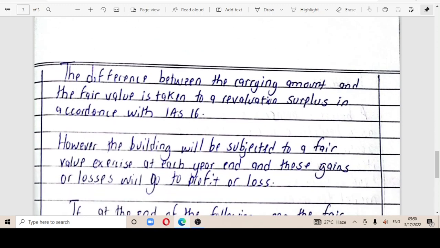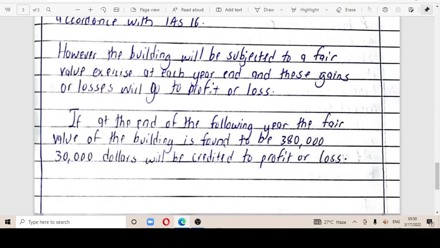However, the building will be subjected to a fair value exercise at each year end, and these gains or losses will go to the profit or loss. So if at the end of the following year the fair value of the building is found to be 380,000, $30,000 will be credited to the profit or loss.